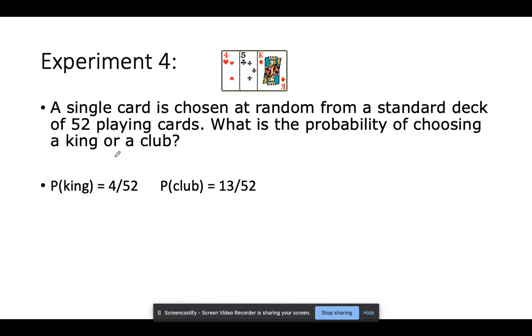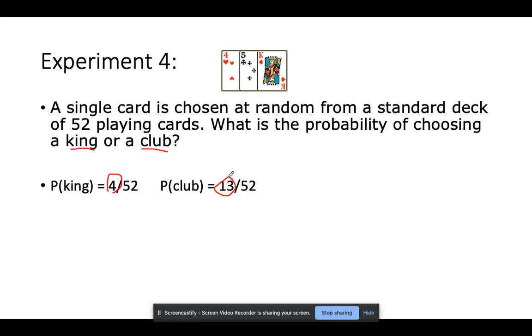But the problem is that there is a king of clubs. So which one did you count it in? Did you count it as a king, or did you count it as a club? If we use the 4 and the 13, we actually count it twice. So if I just add those together, I end up with 1 too many. We double up in this situation. The king of clubs falls in both categories. So these events are not mutually exclusive.